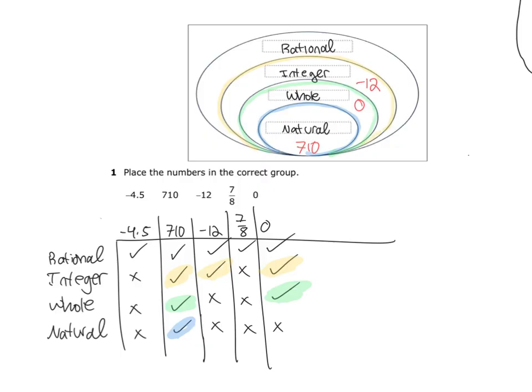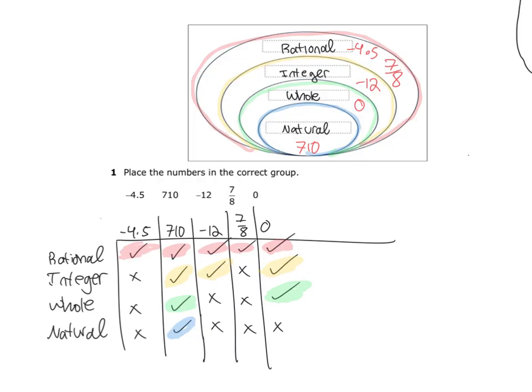And then next up, we're going to do our rational numbers. And look at this. They are all rational. 710, negative 12, and 0 are all rational, but we've already done those. So we're just going to focus on the ones we haven't done yet. That would be negative 4.5, and 7/8. So negative 4.5 and 7/8 are rational, but they're not integers, whole numbers, or natural numbers. So they belong in this red region right there, the one with the red circle.